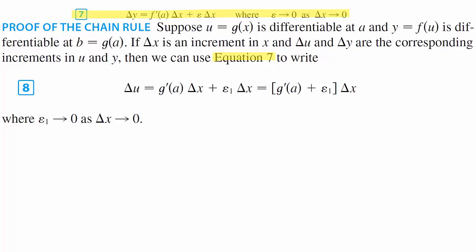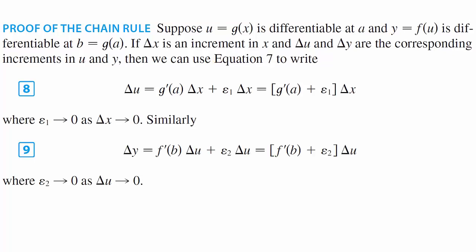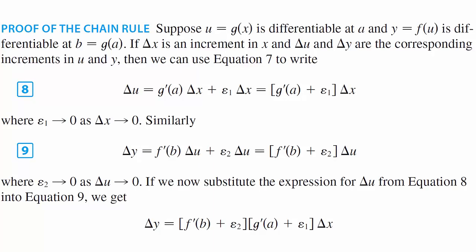All we did in equation 8 here is factor out a delta x. And so we can use a similar process on delta y to equal f prime of b times delta u plus epsilon 2 times delta u, factoring out the delta u. And of course, you have to define both of these, that both epsilons tend towards 0 as delta x tends towards 0. So now that we have an expression for delta u, we can plug that into delta y. And we get the result, delta y equals f prime of b plus epsilon 2 times g prime of a plus epsilon 1 times delta x.